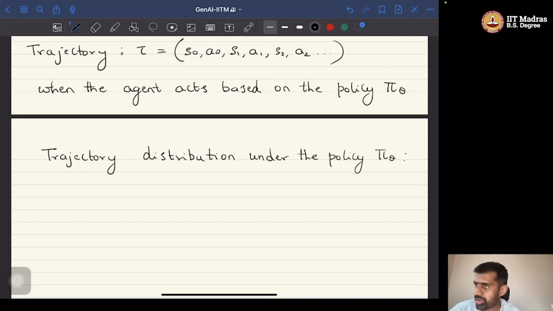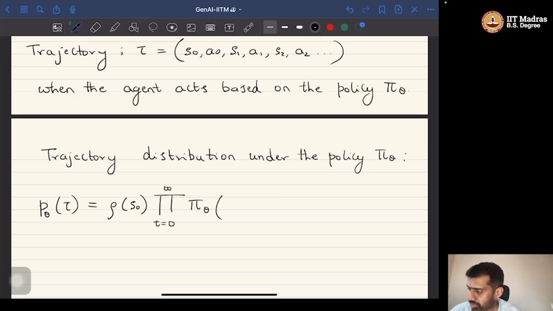The trajectory distribution under pi theta is given by the following. So let's call this p theta of tau. It depends on theta because it also depends on the policy, and is given by rho of S0 times the product of pi theta of at given st times p of st plus 1 given st and at. This is simply the chain rule of probability.